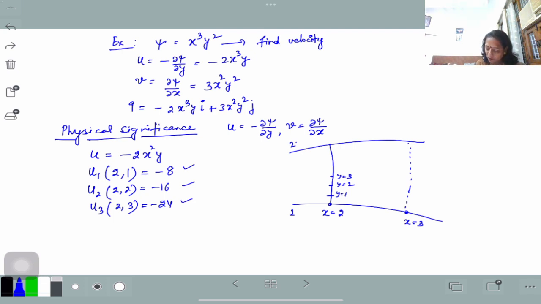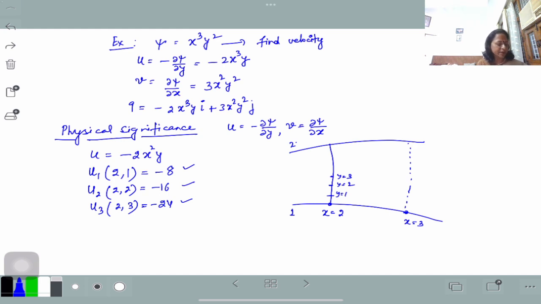Similarly, if I find the velocities at x is equal to 3 corresponding to y is equal to 1, 2, 3, I'll get some other values. So the values of the velocities are different at different points of this cross section, and we know by the mass conservation law that mass has to remain conserved. It simply means that there should be some law, some mechanism to conserve it. u is different: at point 2,1 it is -8, at 2,2 it is -16, at 2,3 it is -24. But I have to stick with the mass conservation law as well.